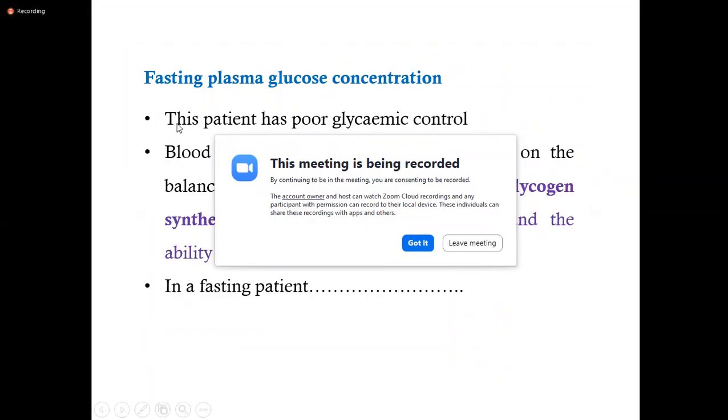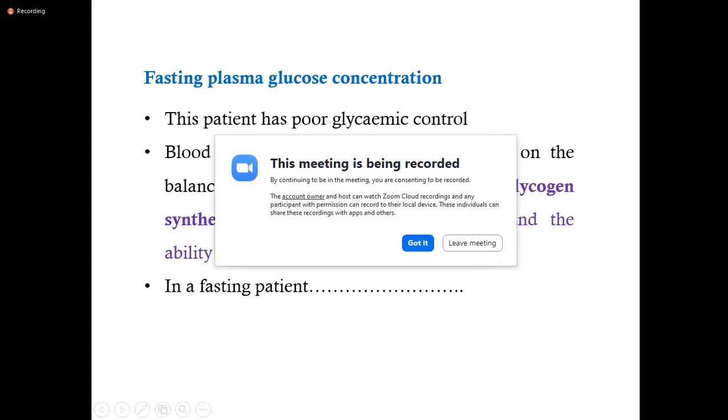Can you see the slides? Yes, madam. This patient is having elevated fasting plasma glucose concentration, indicating that the patient is having poor glycemic control. So then you start with what is blood glucose and how it is maintained, in simple terms.